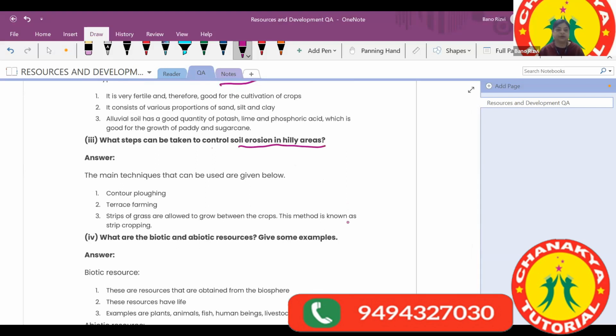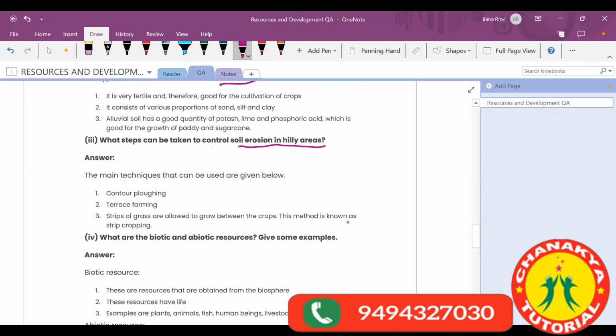Next is, what are the steps taken to control soil erosion in hilly areas? Okay, Moksha, just read the answer. Okay, ma'am. The main techniques that can be used are given below. First one, contour plowing. Second, terrace farming. Third, strips of grass are allowed to grow between the crops. The method is known as strip cropping. Good.